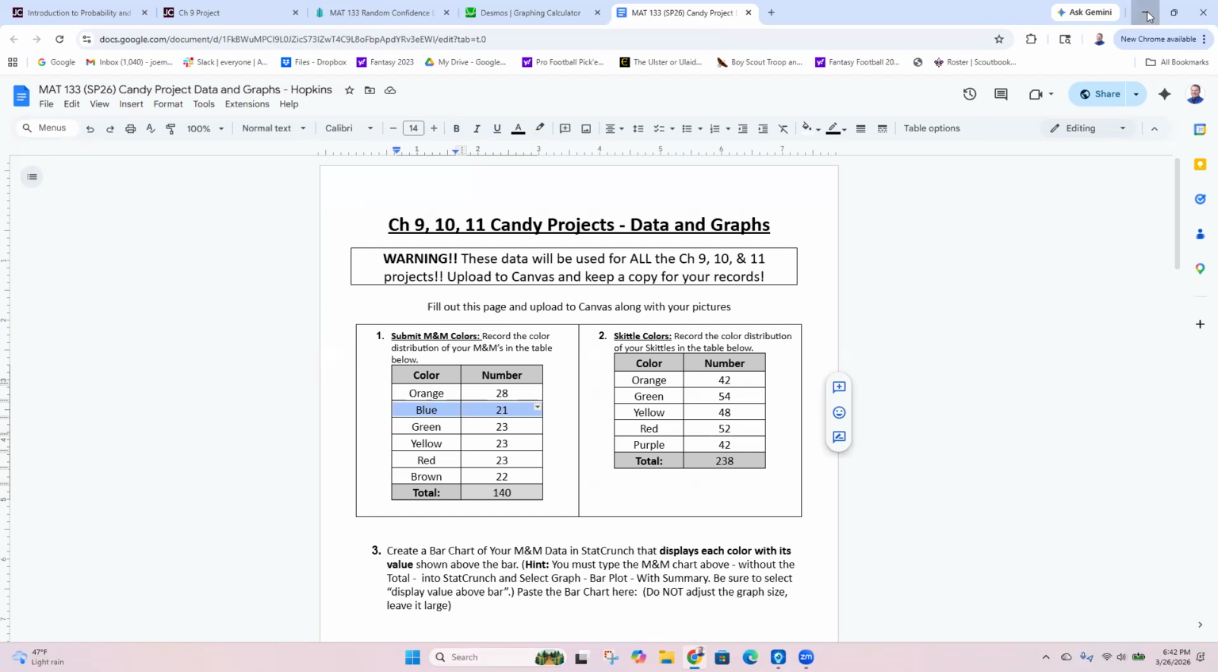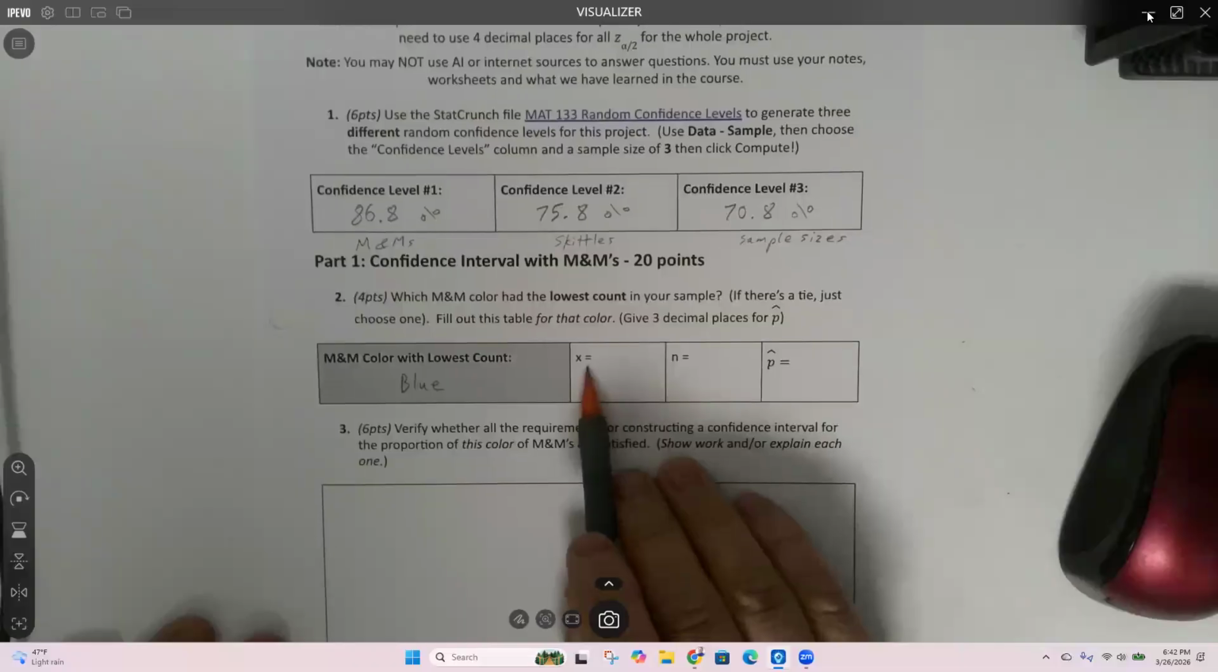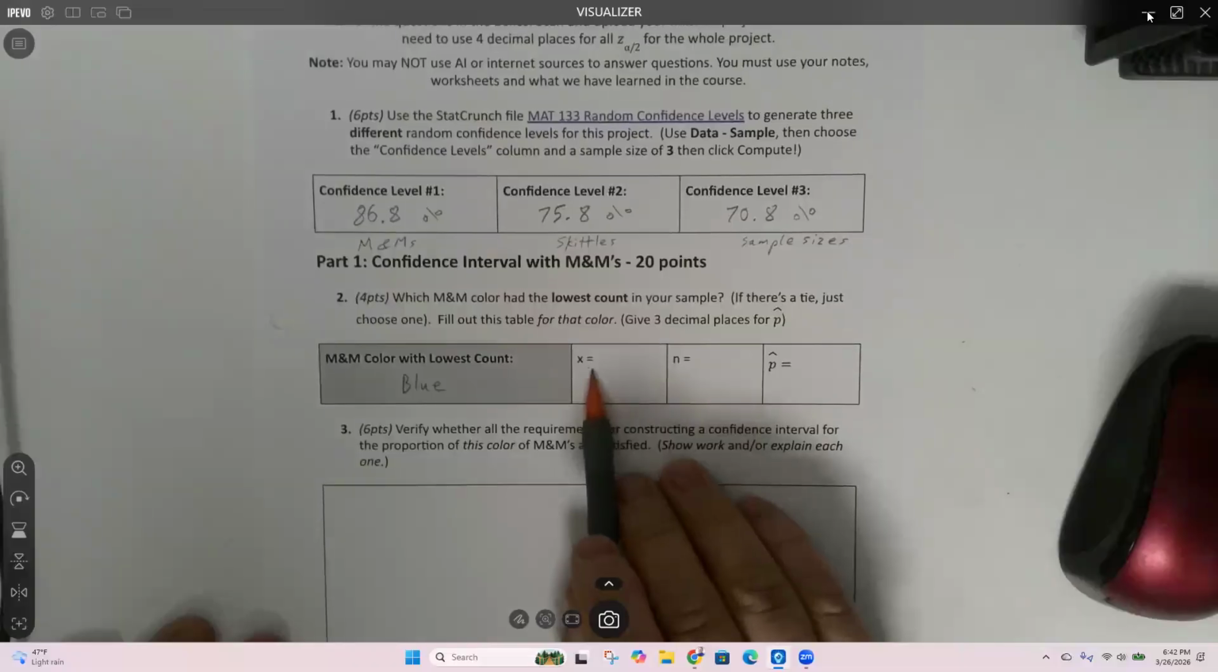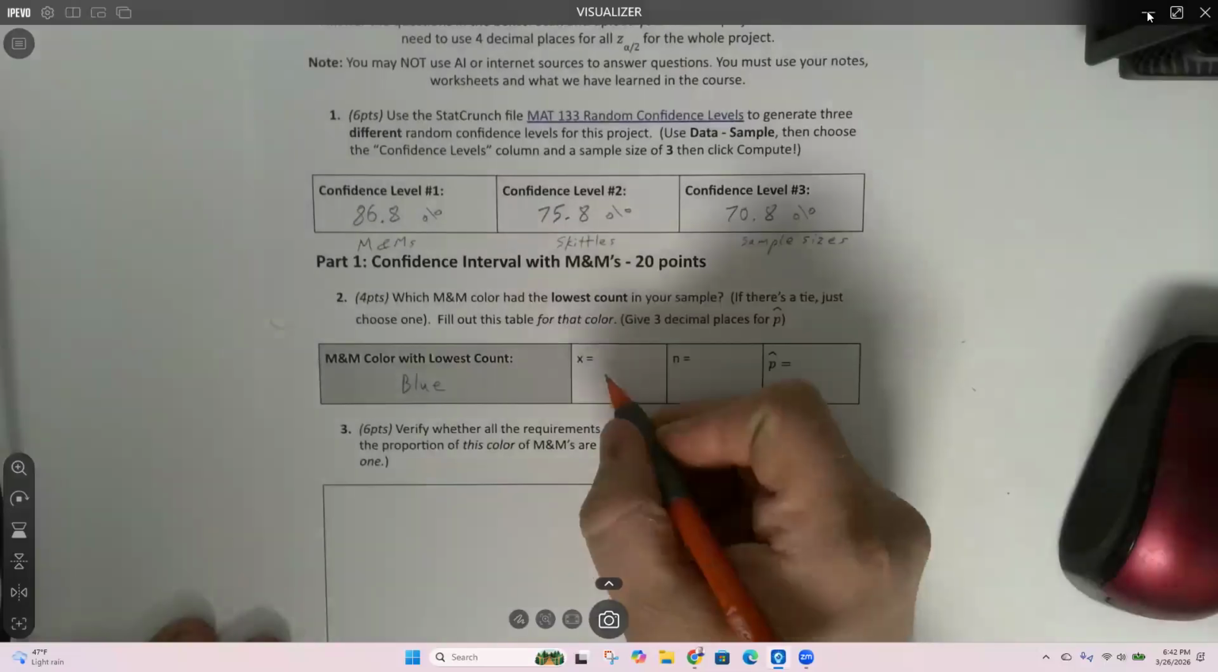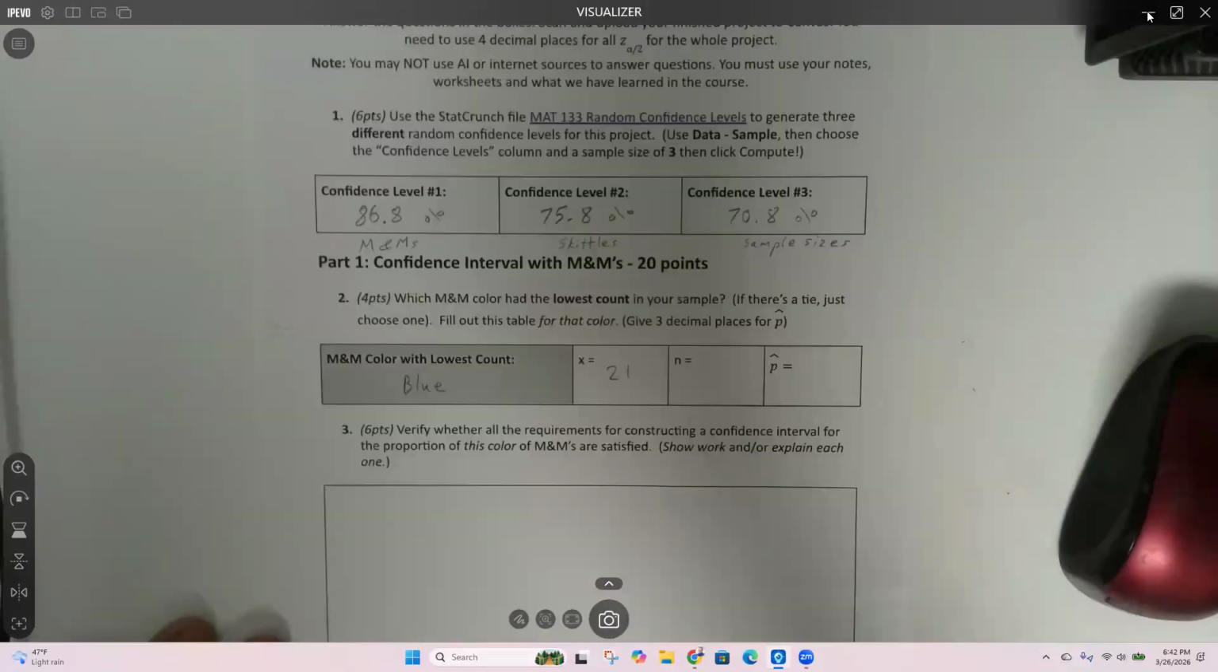Your X value is the number of successes. In my case, it's blue. If yours was blue too, that's fine. If yours was a different color, that's right.